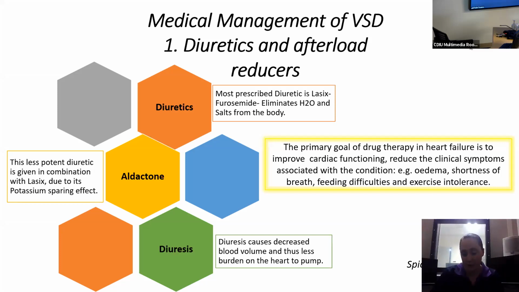The primary goal of drug therapy in heart failure is to improve the cardiac functioning of the patient and to reduce the clinical symptoms associated with the condition, for example, edema, shortness of breath, feeding difficulties, and any exercise intolerance. Doctors may also pair the Lasix with Aldactone, which is a less potent diuretic and is given due to its potassium-sparing effects. When diuresis is achieved, there is a decrease in the blood volume and thus less burden on the heart to pump.